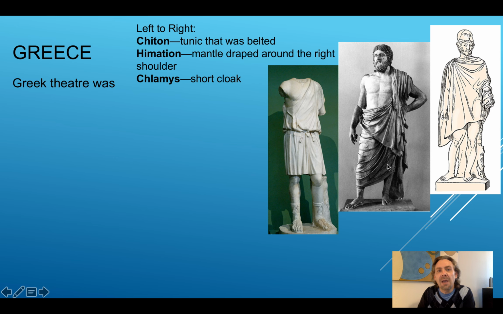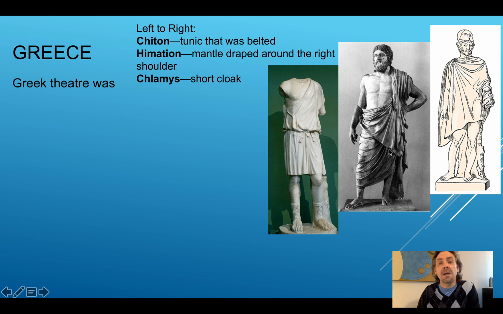Third, we have a himation. A himation is a mantle that is draped around the right shoulder. Now, I know this statue has it draped on the left shoulder, but in reality, it's usually draped around the right shoulder. So, whereas the chiton might be pinned at the shoulder in order to hold it together, so we wrap it around the body, pin it, and belt it, and it's usually above the knee.